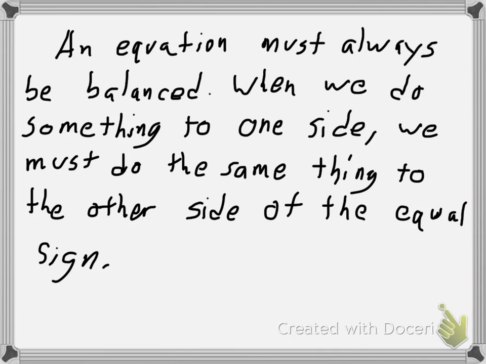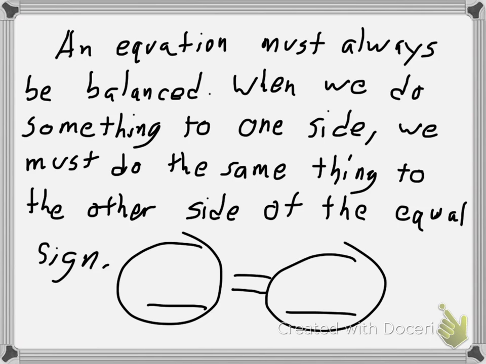First of all, an equation must always be balanced. When we do something to one side, we must do the same thing to the other side of the equal sign. So when we have an equation, we can separate it by an equal sign. We're going to have something on the left side and something on the right side. Anything we do on one side, you have to do the same thing to the other. Equations want to stay balanced, meaning anything you do on one side, you have to do on the other to keep it balanced.